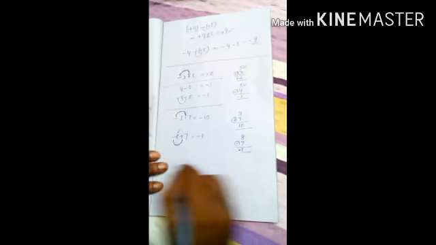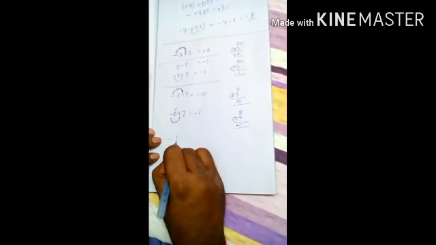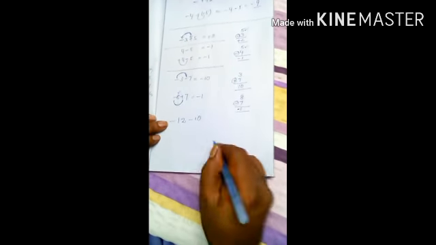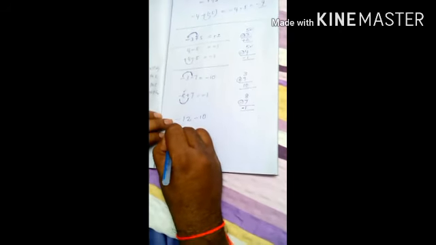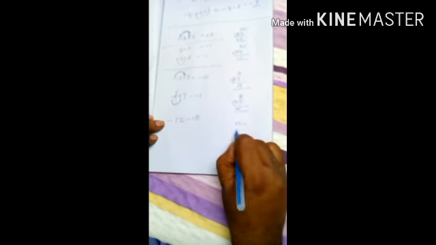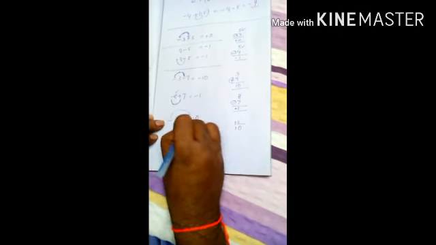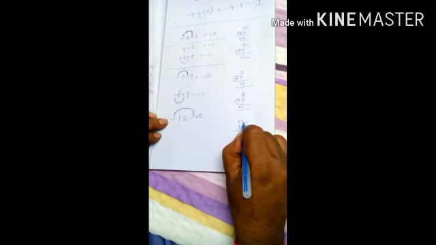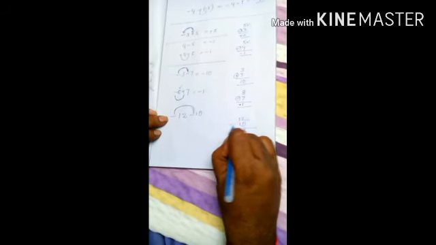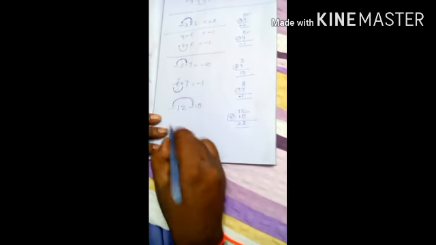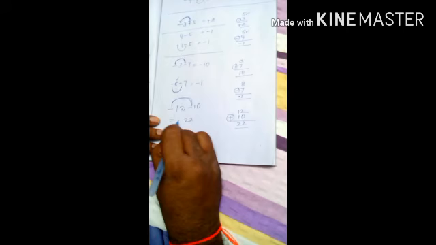Now, minus 12 minus 10. The absolute value of minus 12 is equal to 12. The absolute value of minus 10 is equal to 10. Both are same signs, sum. Then automatically addition you have to do, 22. Both are negative, that's why negative 22.